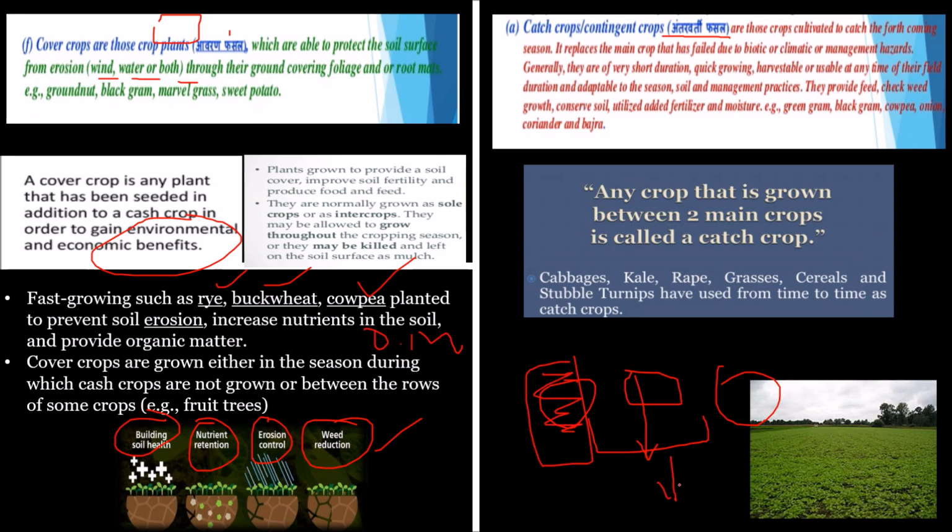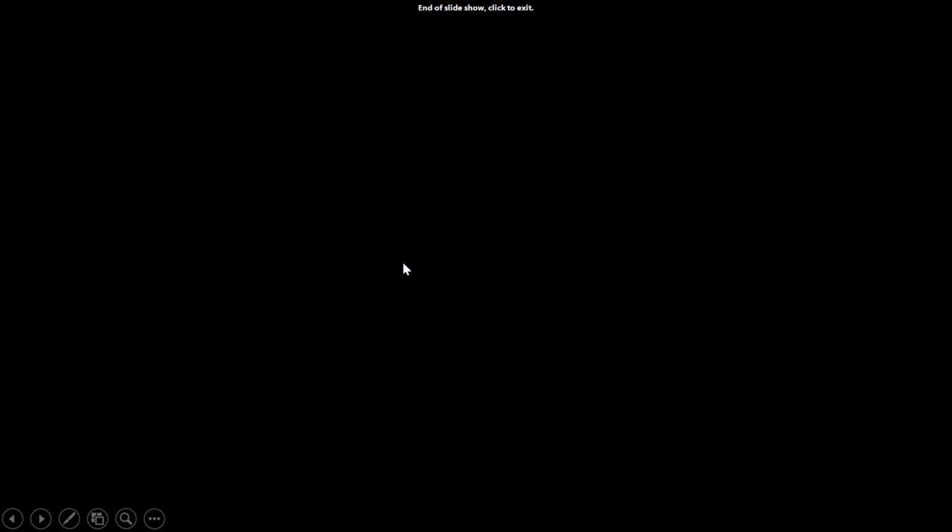Generally, they are very short duration crops which are planted, quick growing, easy to harvest, and easy to manage in the field. They provide feed, check weed growth, conserve the soil, utilize the fertilizer, etc. Many things are there. So, for example, majorly pulse crops are there: green gram, black gram, cowpea, onion, coriander, bajra. These are all good examples of the contingent crops, because they are helping to manage the crop field.